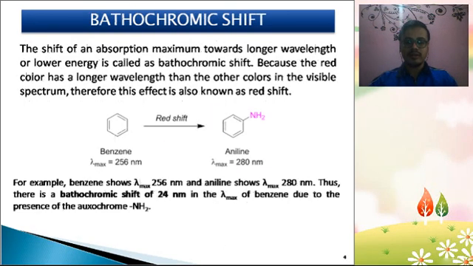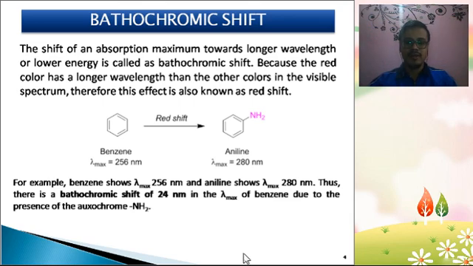The next important terminology used in UV visible spectroscopy is the bathochromic shift. So the bathochromic shift is the shifting of the absorption maxima peak towards longer wavelength or lower energy. This particular shift is sometimes also referred to as a red shift. This is due to the fact that the longer wavelength represents the red color in the visible spectrum. So therefore, the shifting towards the longer wavelength of a particular color of an organic compound is called red shift.